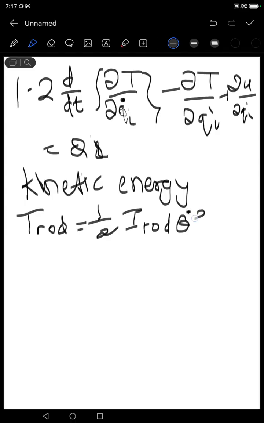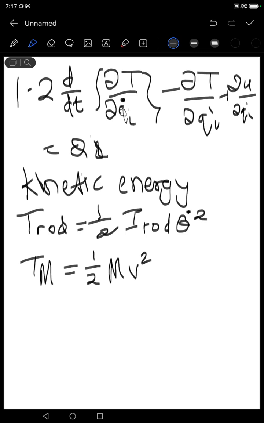theta dot squared. Now you can see we are using the generalized coordinates of what? Of theta, because our rod is connected to theta. Okay, and then we're gonna also have kinetic energy of the sliding mass. So we're gonna have kinetic energy of big letter M, the sliding mass, which is equal to half mv squared, like this.